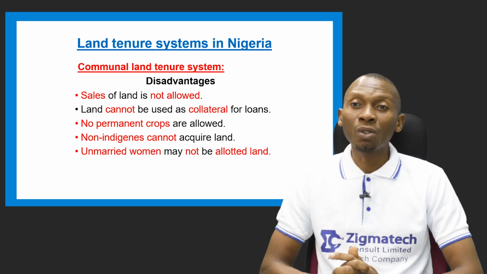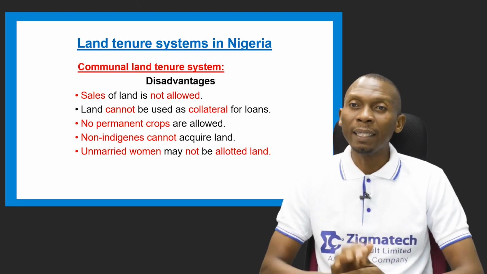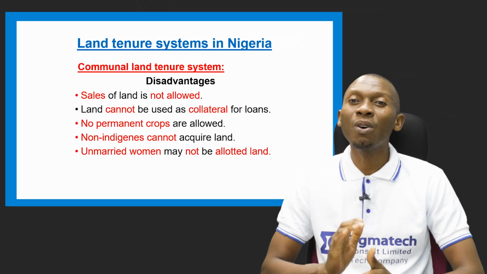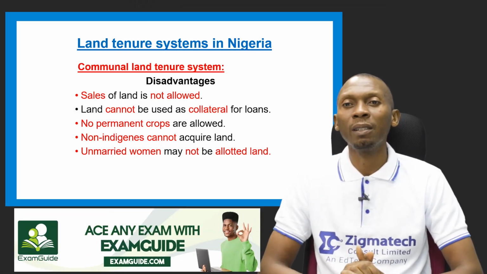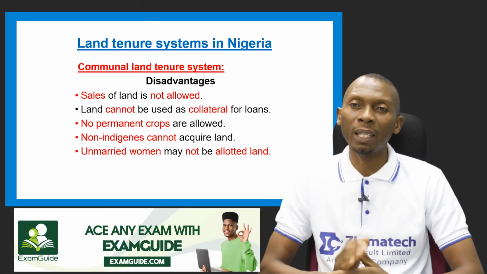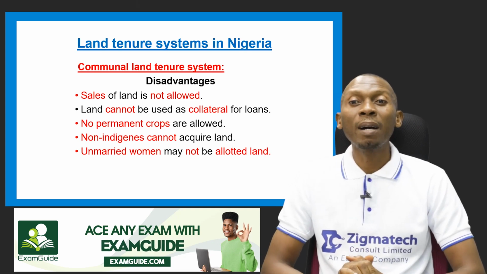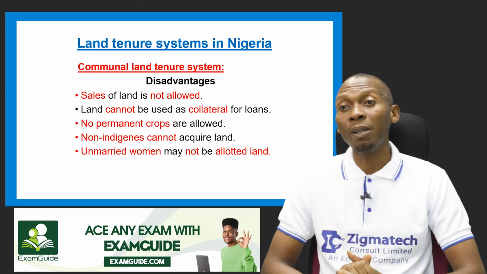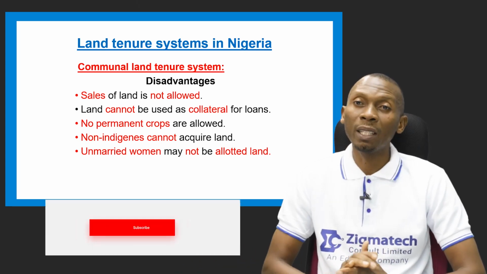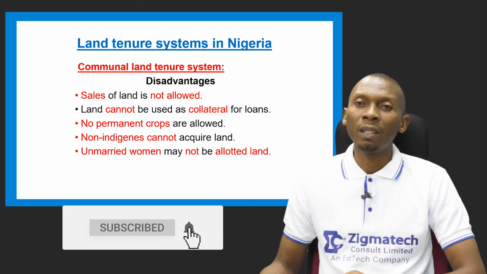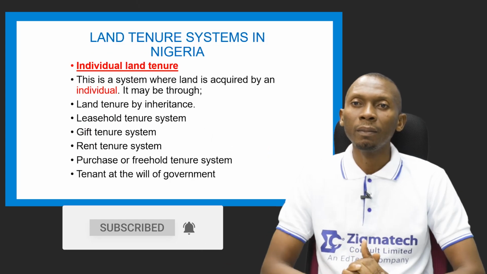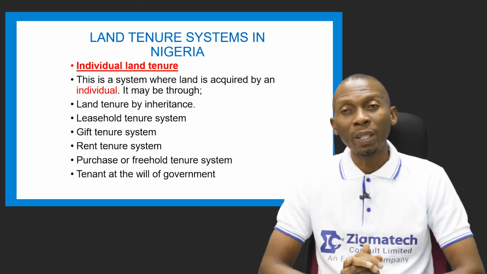Then non-indigenes too cannot acquire land under the communal land tenure system because they are not members of the community. So they are not entitled to get land in such a community. Likewise, unmarried women too may not be allotted land under the communal land tenure system. So we're done with the communal land tenure system.